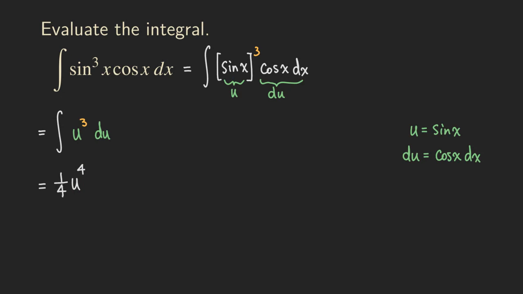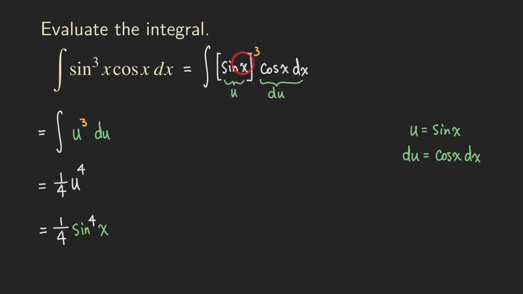Now one last step. The last step is to replace the u with the original substitution, which is sine of x. So we have 1 over 4, and u is sine of x. And don't forget that there was the fourth power right there, so I'm just going to put the fourth power in here.